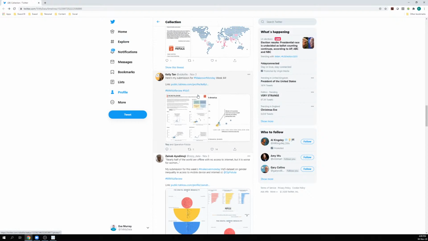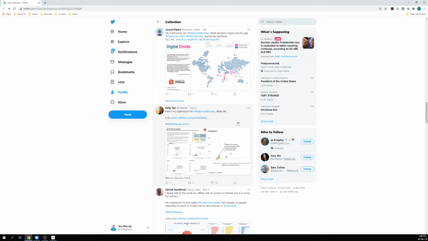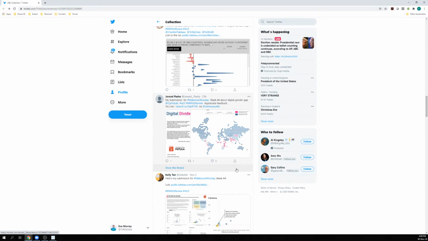Okay, let's have a look. I think maybe we'll skip Kelly's. No offense, Kelly, but I think we've already talked about the scatter plot. So I want to just see what else we have. And Javid did a map. So maybe we'll quickly have a look at the map.